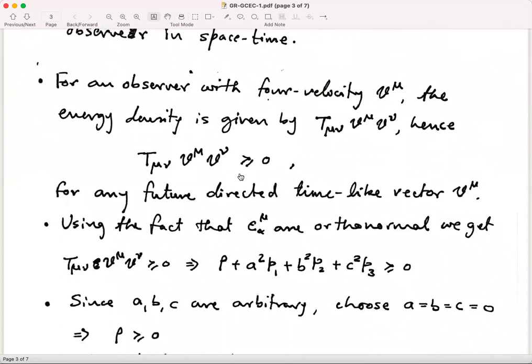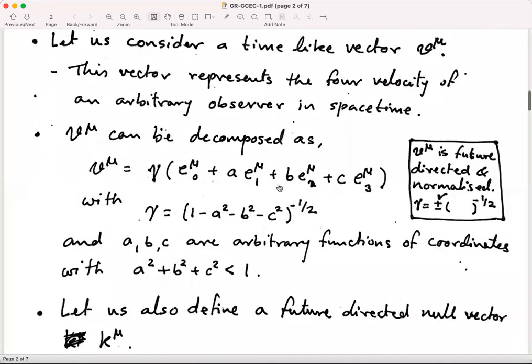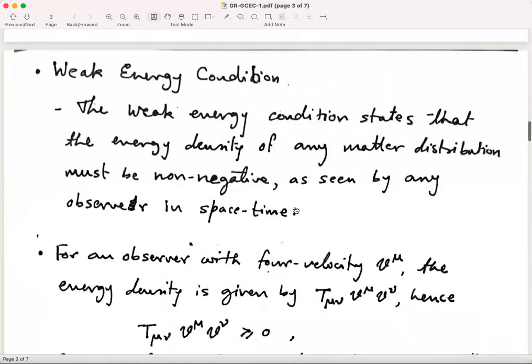So let's suppose that A, B, and C are all zero. In this equation, these vectors just drop out, and your time-like vector is just E zero mu. That is definitely a time-like vector. So the time-like condition on V mu eminently allows us to set A, B, and C equal to zero. So suppose you choose a vector like that.